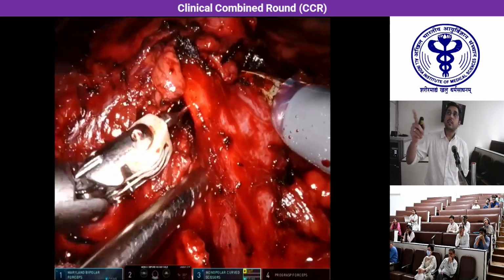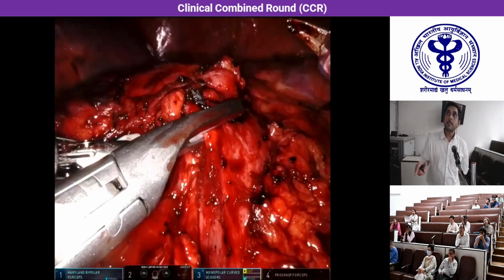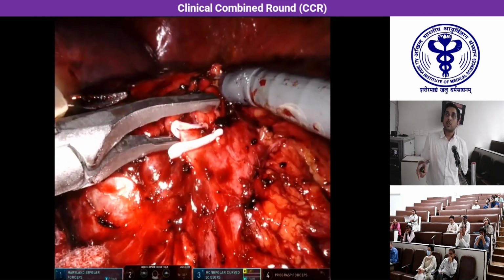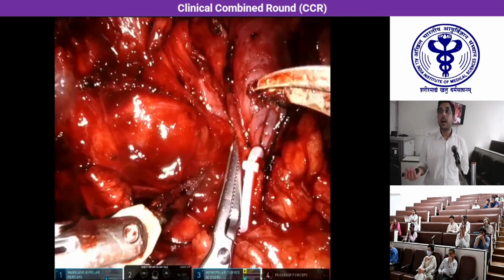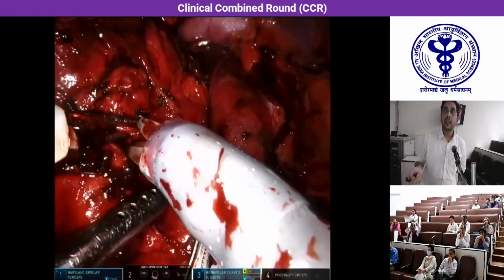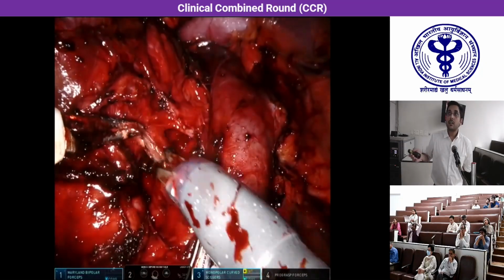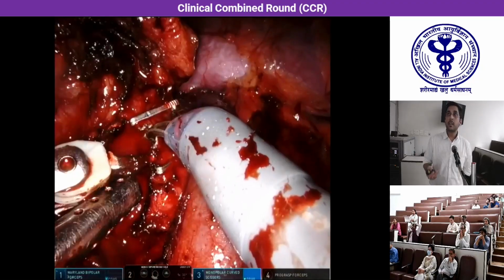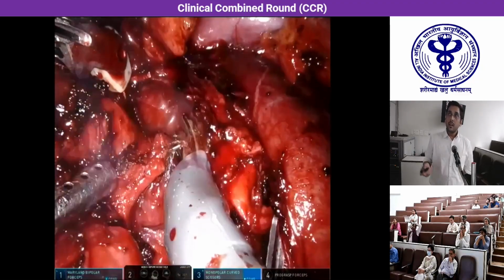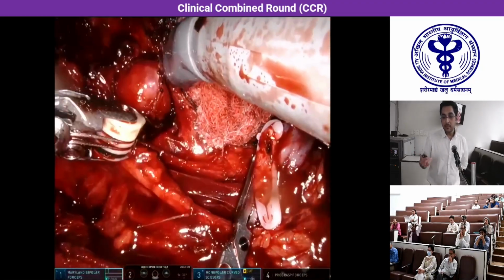So we have to clip it and divide the adrenal vein, in this case of paraganglioma, so as to be able to scoop the paraganglioma from under the hilar structures, the left side renal vein and the renal artery, and work our way upwards towards the superior limit of the tumor. Here we encounter multiple feeder vessels.